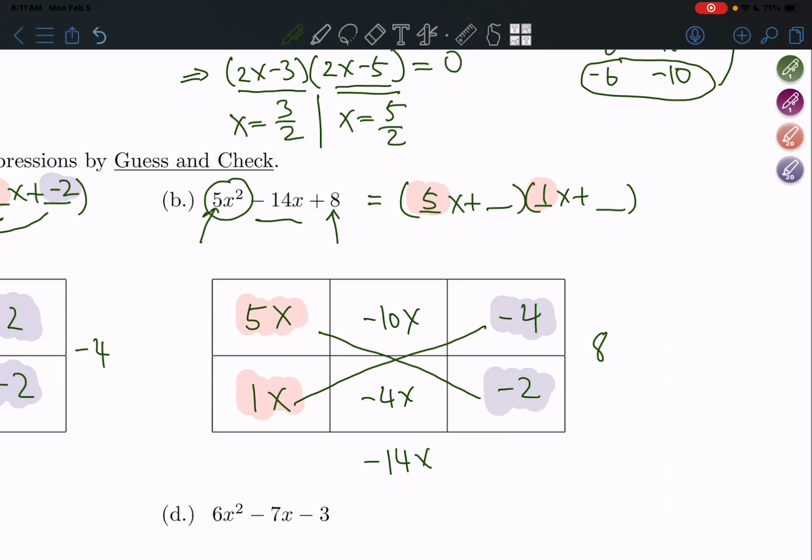So here we go. 5x minus 4, 1x minus 2. And then if you want to write that a little bit more cleanly, (5x minus 4) times (x minus 2). So that's the factorization right here.